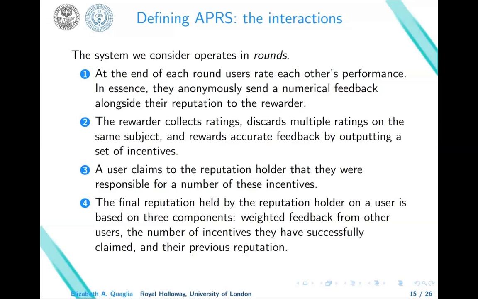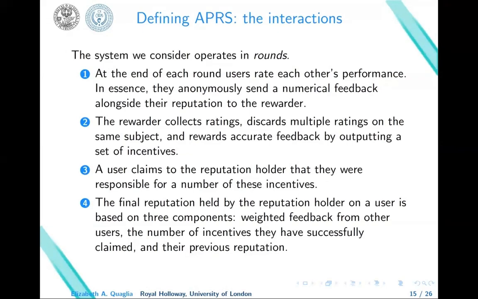And this set of incentives is broadcast, output, and a user then goes to the reputation holder claiming that they're responsible for a number of these incentives. And once the reputation holder has all of this information, they can compute the final reputation, which is based precisely on the weight feedback from other users, the number of incentives they have successfully claimed, and their previous reputation. So this is an overview of how an APRS works.